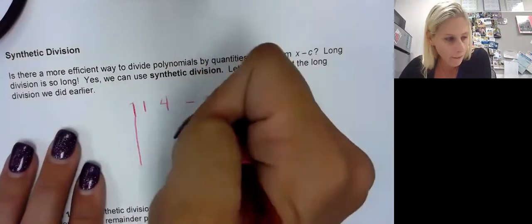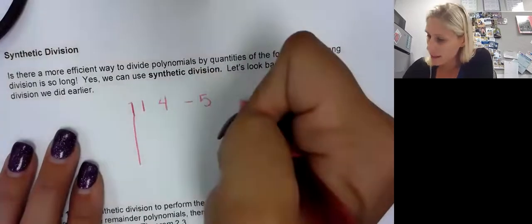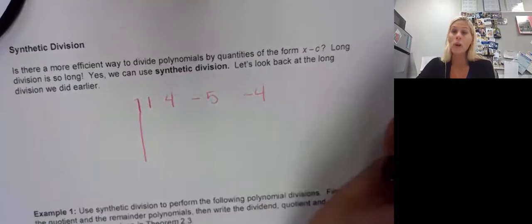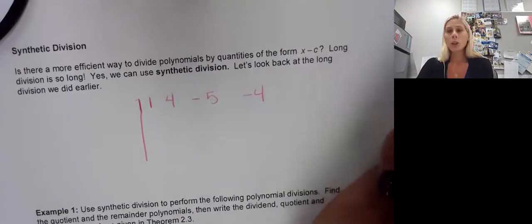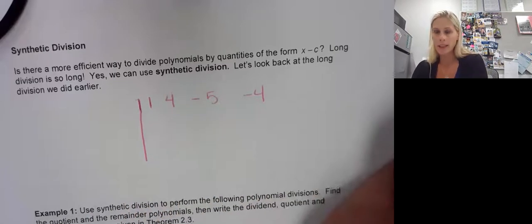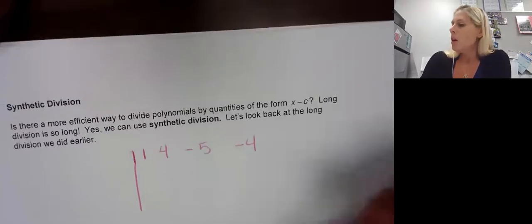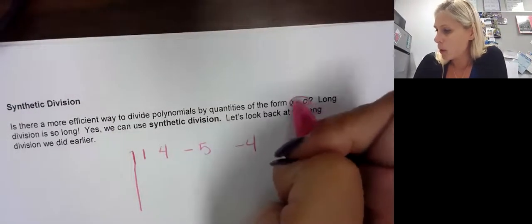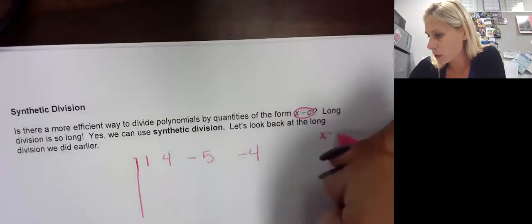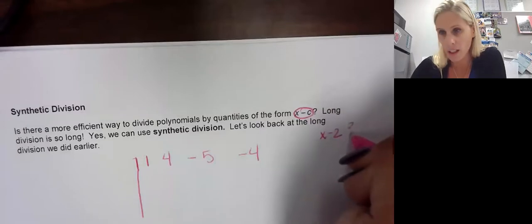We have -5x and -14. Now, one other thing I want to point out to you. In the problem we did earlier, we had x cubed, squared, to the first, and then a constant. So all the terms were there. If a term is missing, we must put 0 in that place for that coefficient. Okay, we want to keep in mind that we're going x minus c. So remember, we were trying to find out if x minus 2 is a factor, right? See if that goes through.